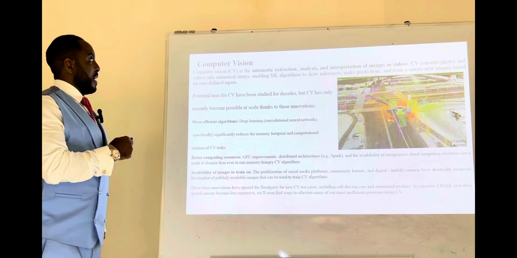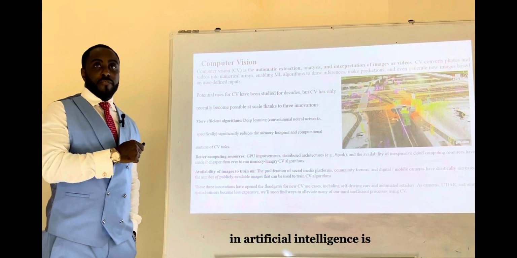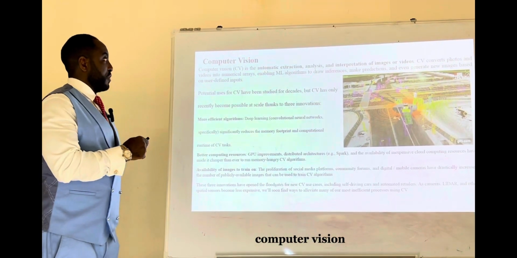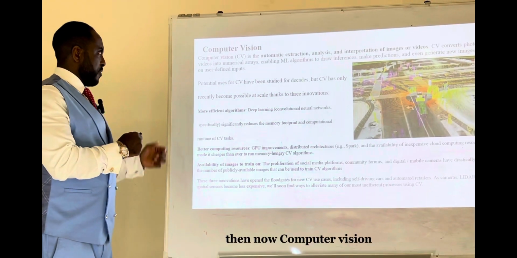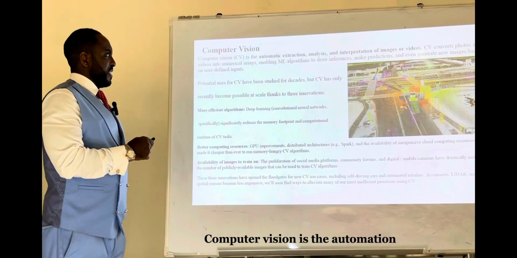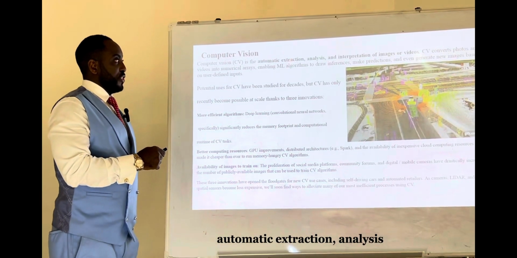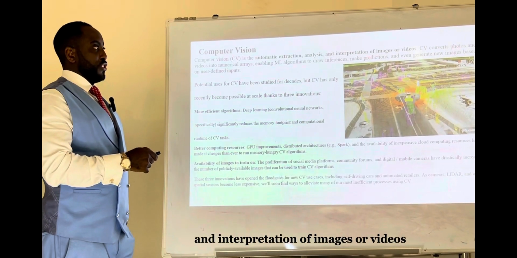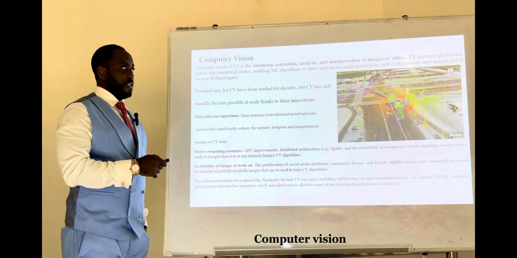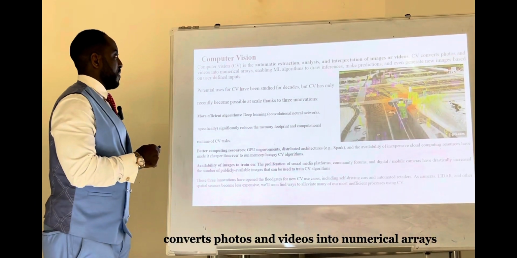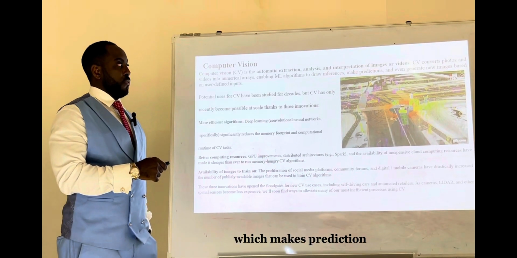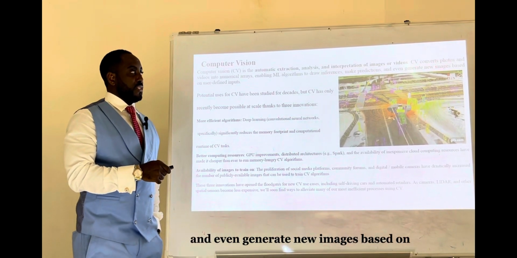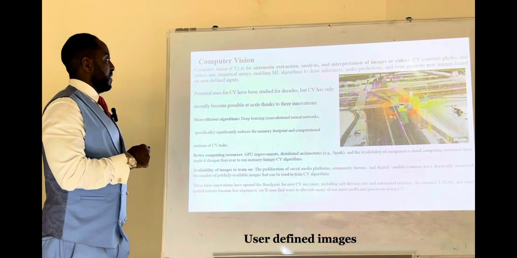Moving forward, another major research area in artificial intelligence is computer vision, okay? So we've talked about expert system, we've talked about machine learning. Then computer vision. We say computer vision is the automatic extraction, analysis, and interpretation of images or video. Computer vision converts photos and videos into numerical arrays, enabling machine learning algorithms to draw inference, which makes prediction and even generates new images based on user-defined inputs.